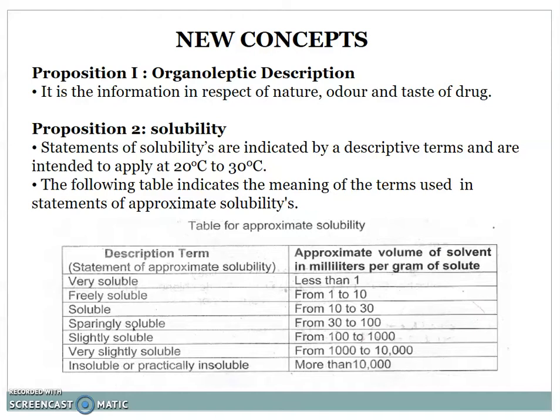First is proposition one, organoleptic description. It involves information related to nature, color, odor and the taste. Then solubility. Statement of the solubilities are indicated by its descriptive term and which are intended to apply at 20 to 30 degrees Celsius. Here is a table that indicates description term and its approximate volume of solvent in ml per gram of the solute.